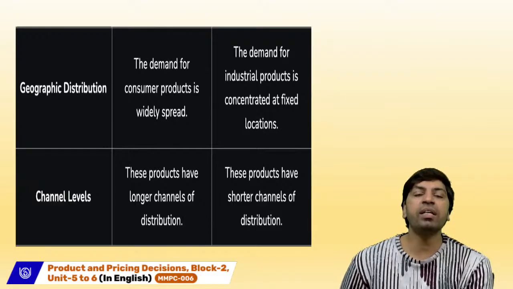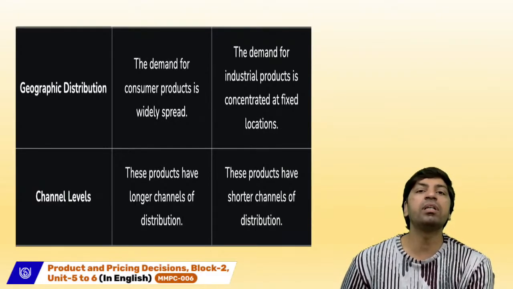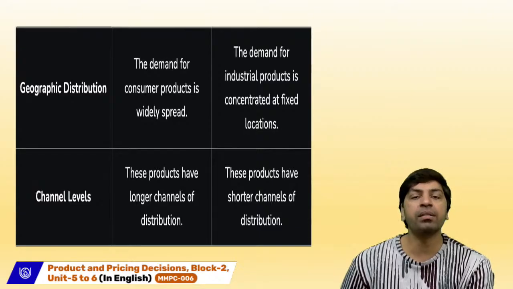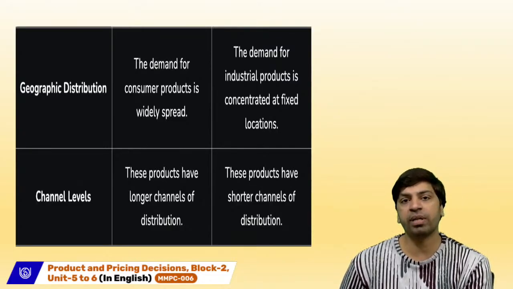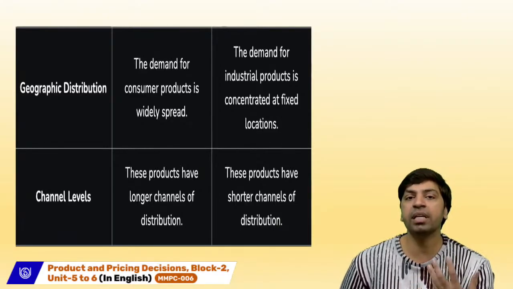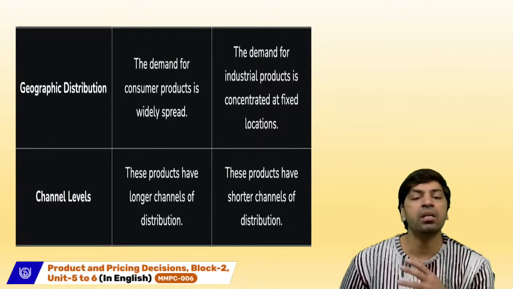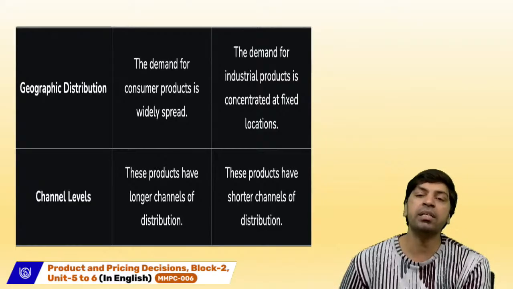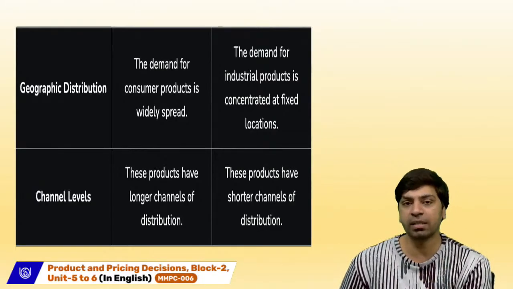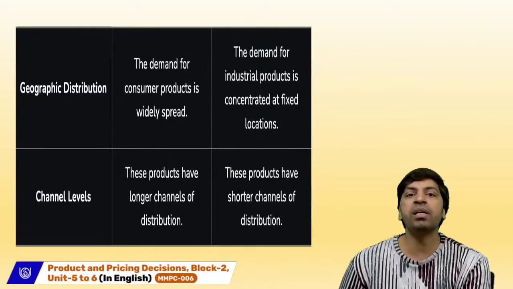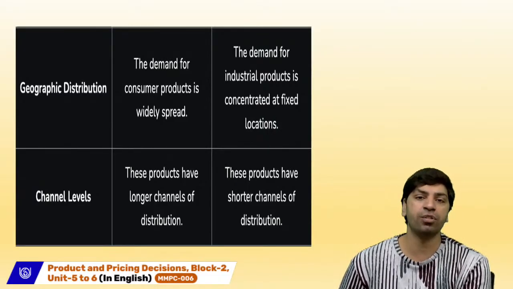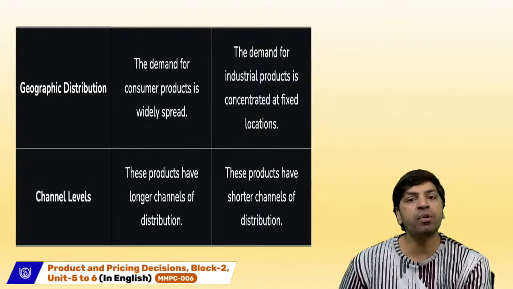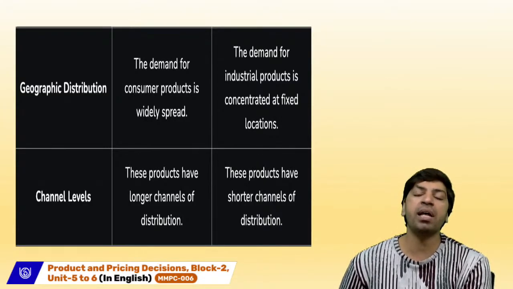Next is geographic distribution. The demand for consumer products is widely spread, but in the case of industrial products, the demand is concentrated at a fixed location only. That means in the case of consumers, the location keeps changing, and consumer goods are available at any location, but for industrial products it is a very specified or fixed location. Channel levels: consumer products have longer channels of distribution, but industrial products have shorter channels of distribution.